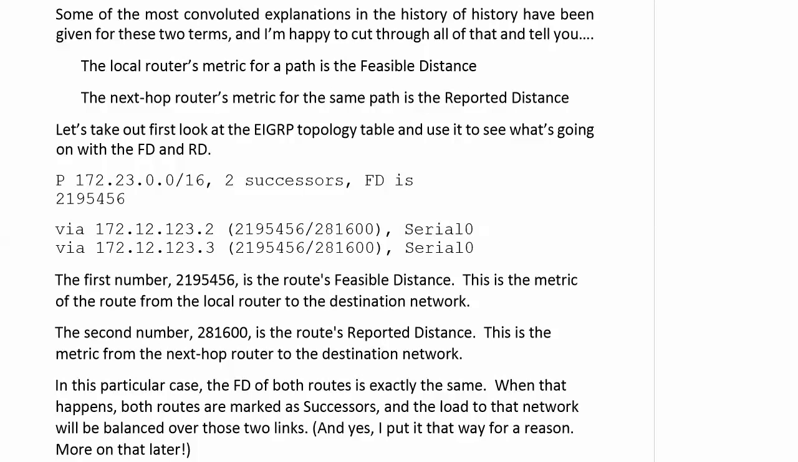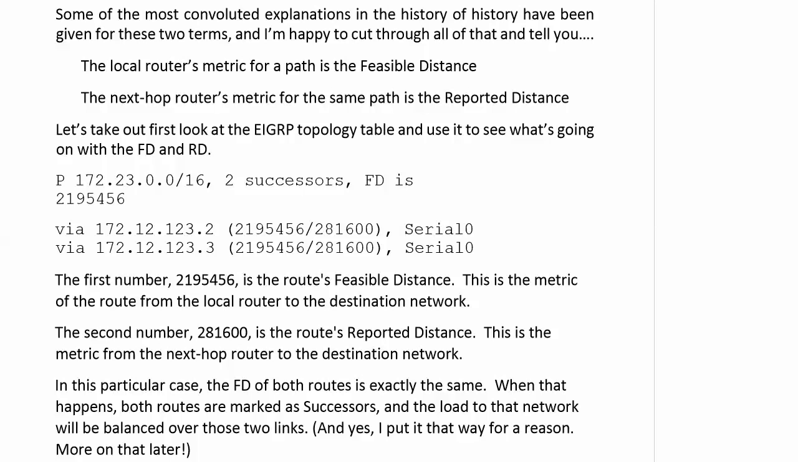Hint, hint. That's load balancing, of course, and we've got two different kinds with EIGRP, and we've got some live labs on that coming up. But that is going to happen by itself only when the FD is exactly the same.